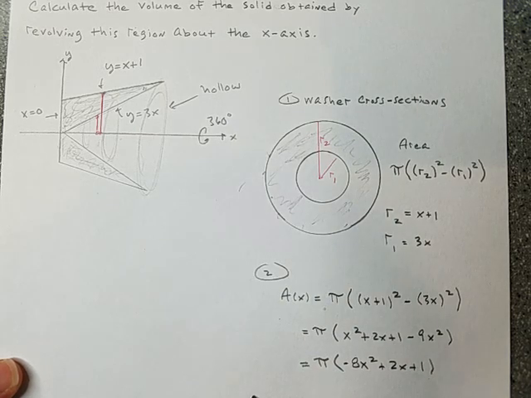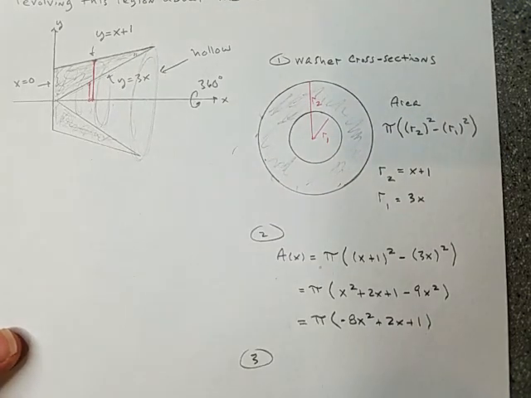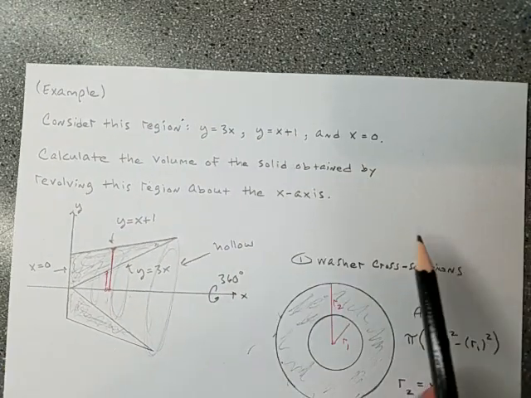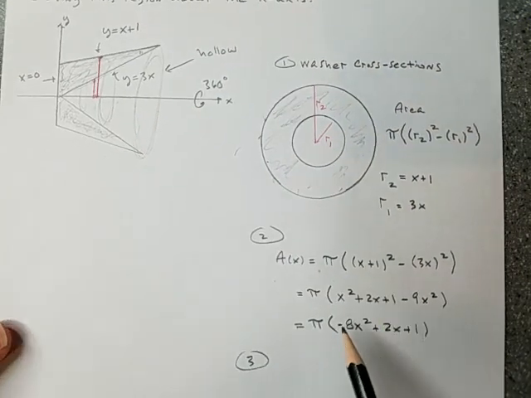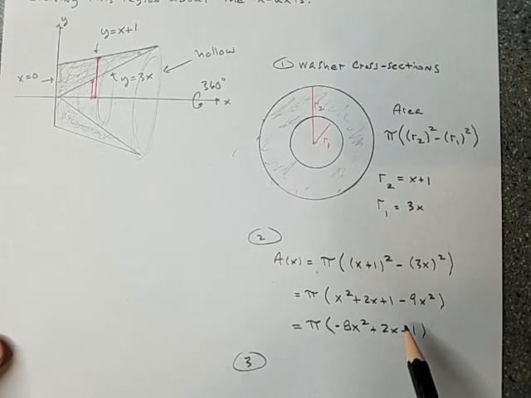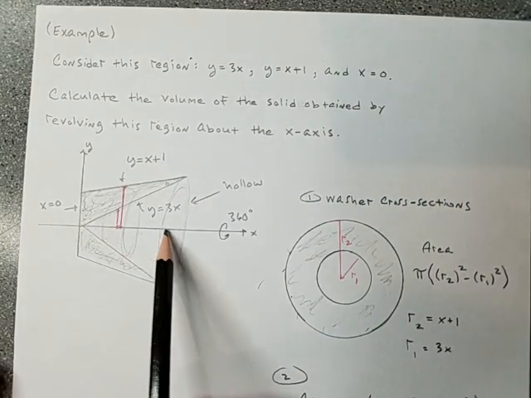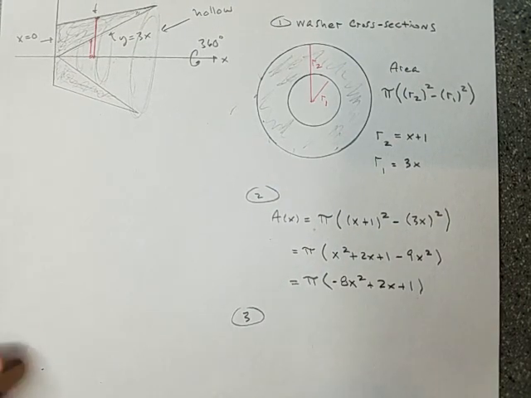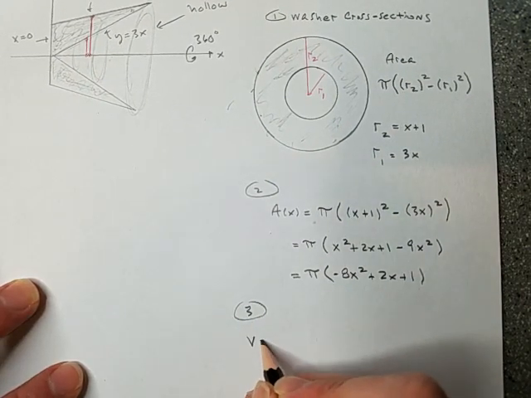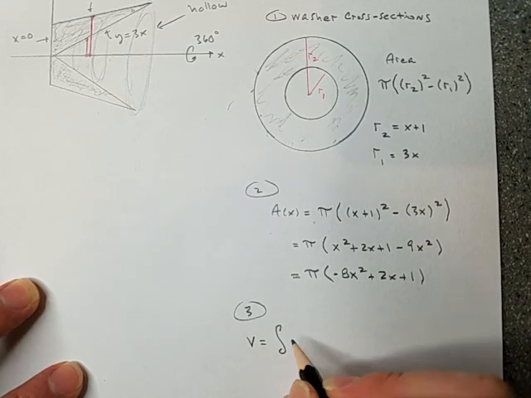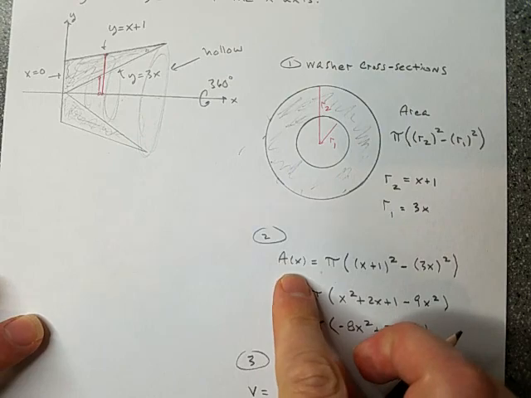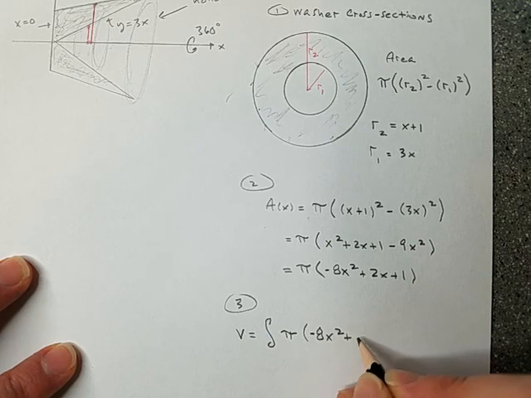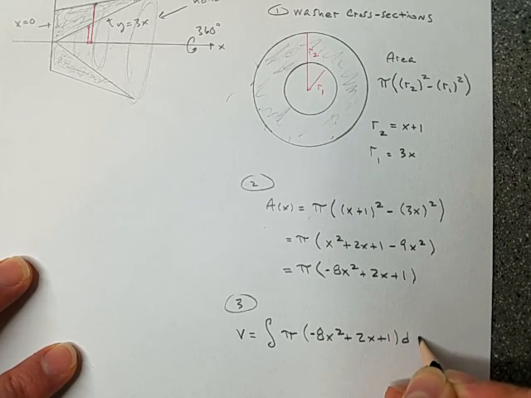Okay. Now, we got the whole setup, I think. I got my shape. I know how I rotated it. I identified my cross sections. I tell you the area of any cross section. Why does that have x in it? Well, you have to tell me where you are for me to tell you exactly how big the cross section is. That's why there's an x in that formula. Step 3 was that the volume is going to be the definite integral of this A of x thing. So, pi times the integral of negative 8x squared plus 2x plus 1 dx.